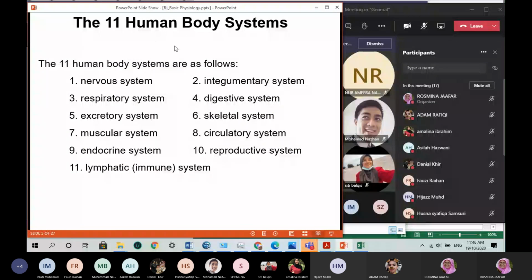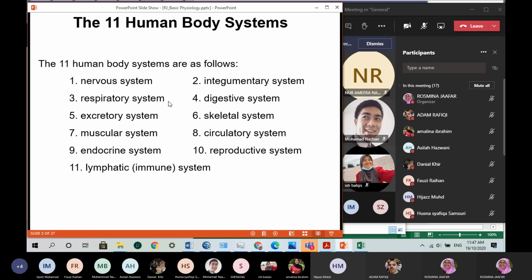Okay, now we move on to the 11 organ systems. Okay, we have the nervous system. The nervous system is actually the controller of the body actions, where we have all organ systems. So the nervous system comprises the brain and the spinal cord, because it is the controller of the body system.